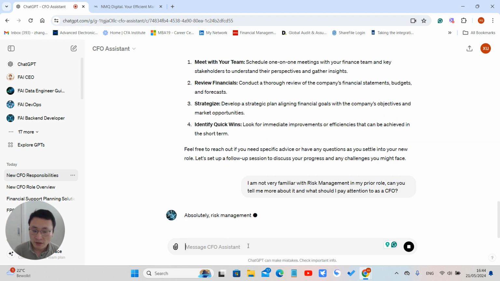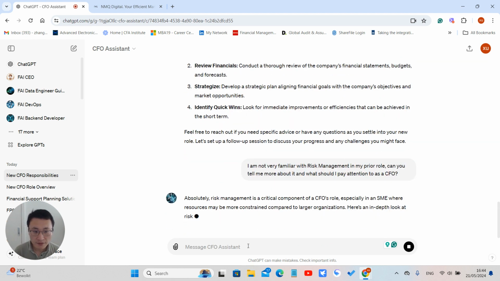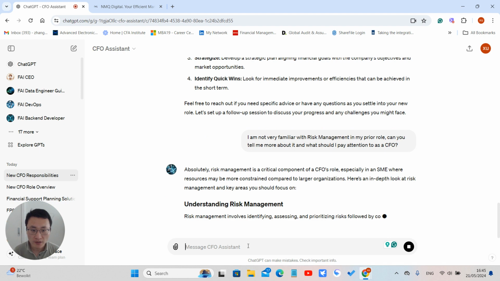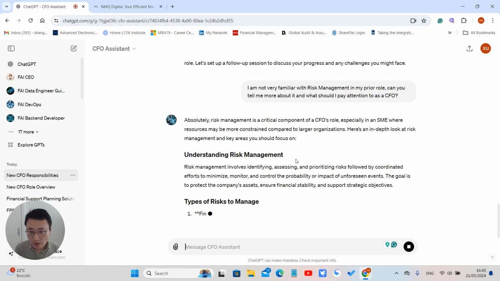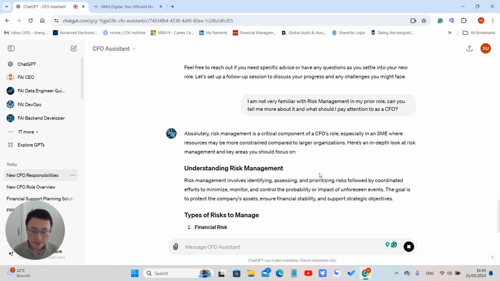Okay, so I'm not very familiar with this risk management stuff in my previous role. Can you tell me more about it and what should I pay attention to as a CFO? Now, while it's running, I'll just try to explain why I'm doing this.